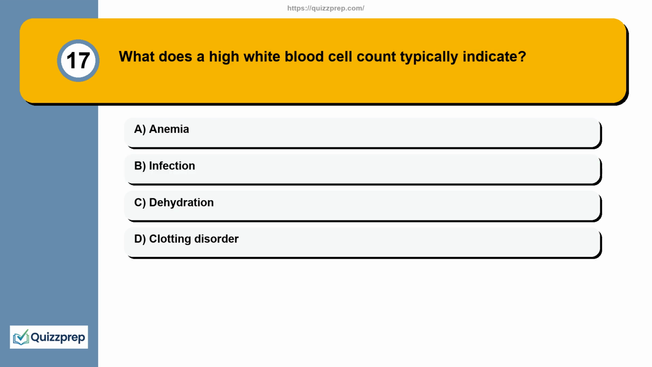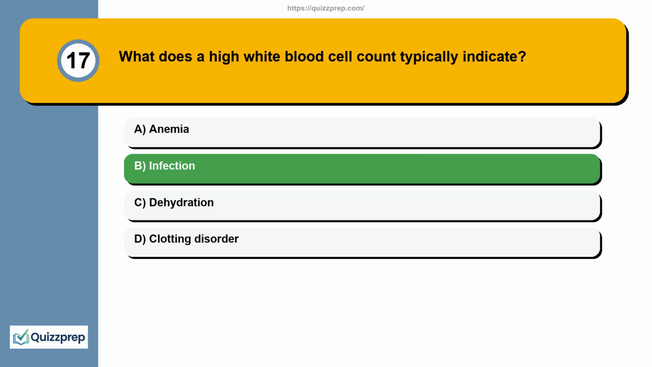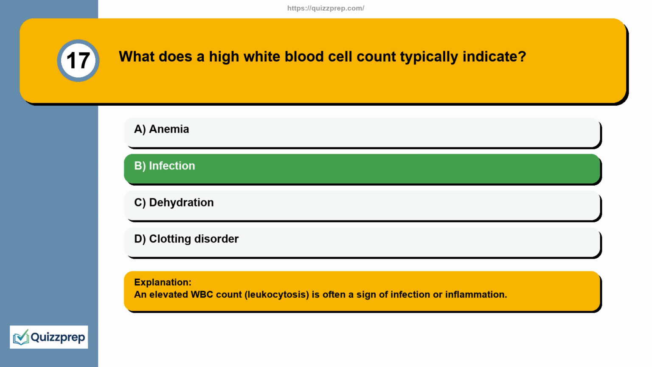Question 17. What does a high white blood cell count typically indicate? Here are your options. Option A. Anemia. Option B. Infection. Option C. Dehydration. Option D. Clotting disorder. The correct answer is option B. Infection. Explanation. An elevated WBC count, leukocytosis, is often a sign of infection or inflammation.